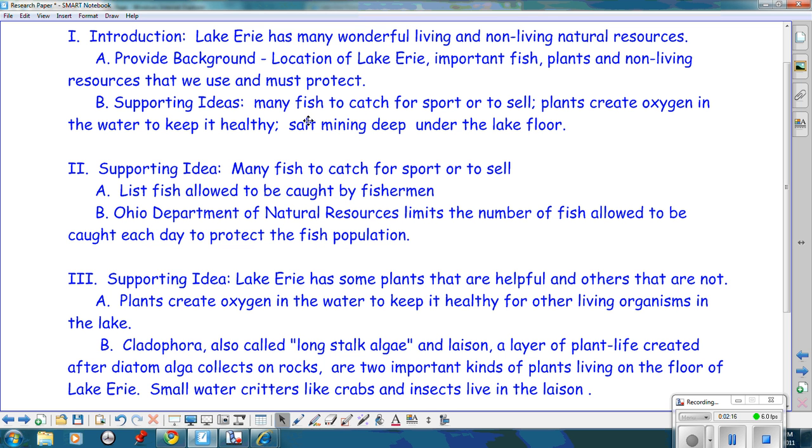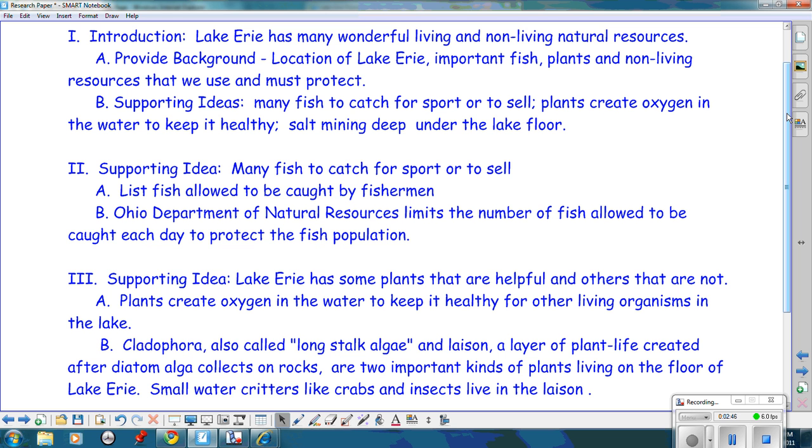And then the supporting ideas are about that there are many fish to catch for sport or to sell. And then again, I'm going to have details to support that. And then that plants create oxygen in the water to keep it healthy. I also found that there were some plants that did not make it healthy, so I'll change that. And you'll change things as you go because, again, I haven't written it yet. And then also, salt mining deep under the lake floor was one of those non-living resources that we must use and protect.